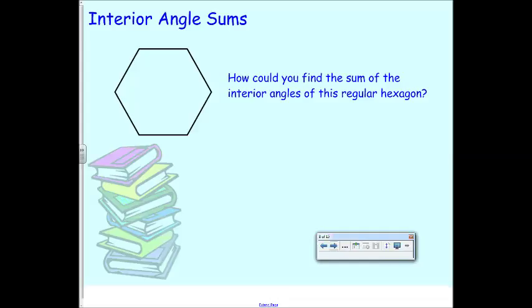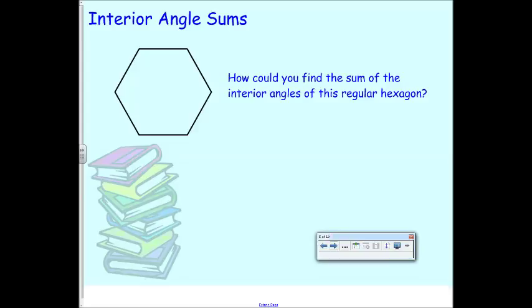All right. So interior angle sums. Tira, I think this is what you were asking about. All right, so interior angle sum. What is an interior angle? We talked about this before break. Angle on the inside. What is a sum? When you add them all together. So what we're going to talk about is adding together all the angles that are on the inside of a figure. So if I wanted to know the sum of all the interior angles of this regular hexagon, how could you do it? What do we know so far?